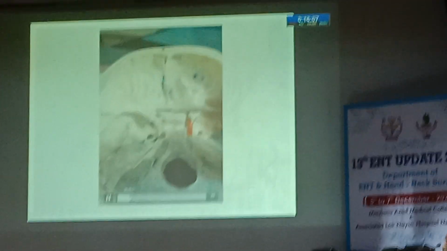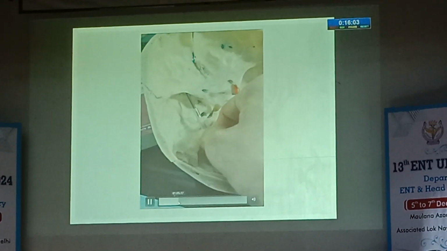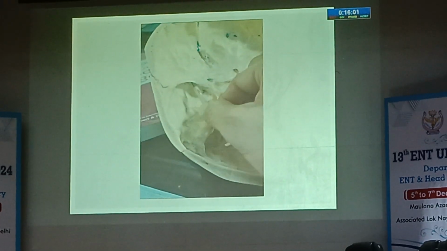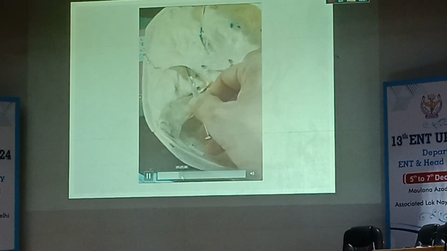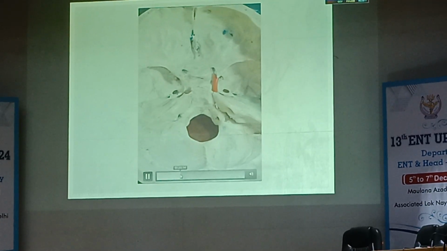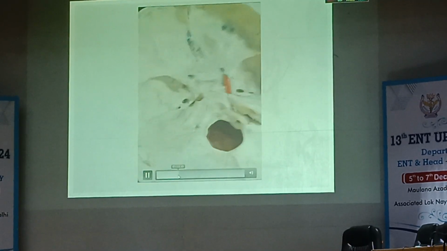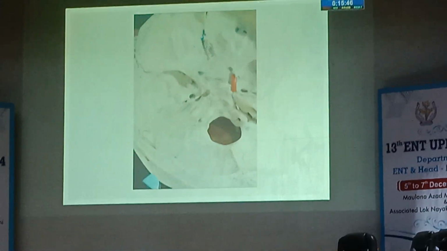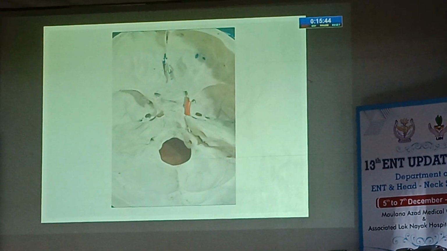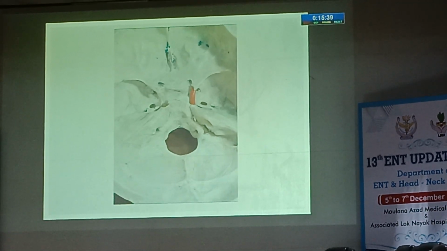Beyond the optic canal, in the lesser wing, is another opening, which is the superior orbital fissure. The superior orbital fissure is the one which transmits the rest of the cranial nerves to the orbit, the third, fourth, and sixth, along with the superior and inferior ophthalmic veins and the sympathetic plexus.